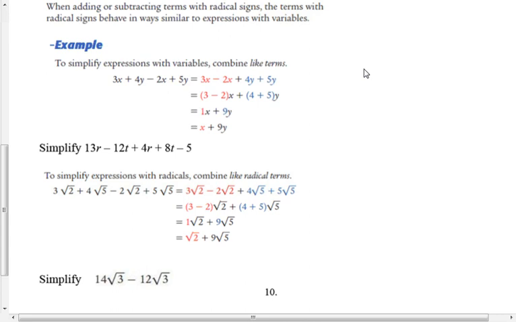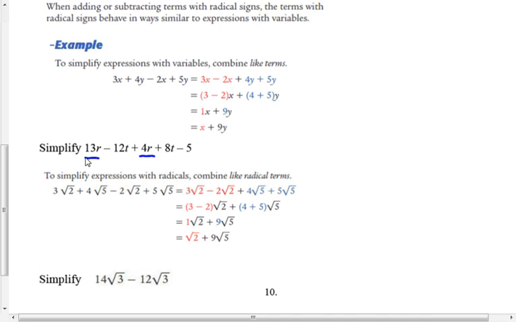Just as a quick reminder, remember how we simplified expressions when they had variables. We can think of radicals as like variables. We're not going to change them, and unless they're exactly the same, we're not going to combine them. The way we would simplify this is we would look for like terms, and then combine the 13r plus the 4r. We can do that because they both have a factor of r. Using the distributive property, we have 13 plus 4 times r, which is 17r.